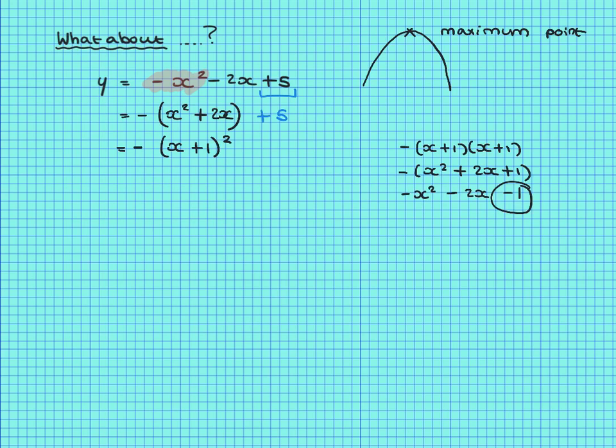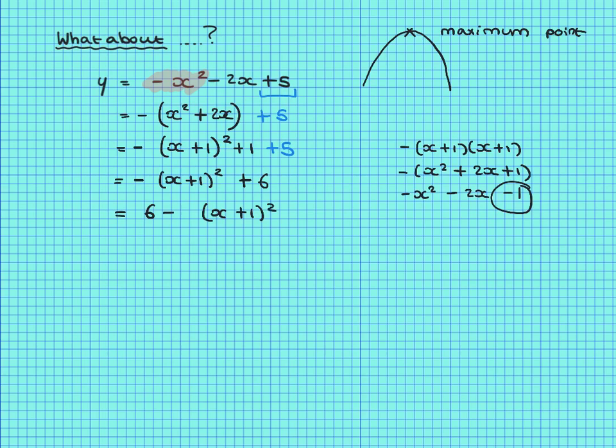Now I will need to get rid of that minus 1. So I need to add 1 to remove it, or minus 1, which is the same as adding 1. And then I want a plus 5 at the end. So this simplifies to negative x plus 1 all squared plus 6, which I like to rewrite as 6 take away x plus 1 all squared.